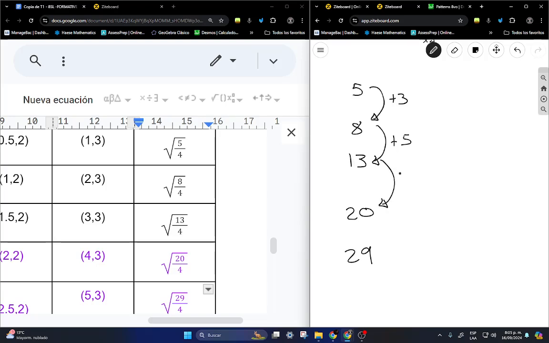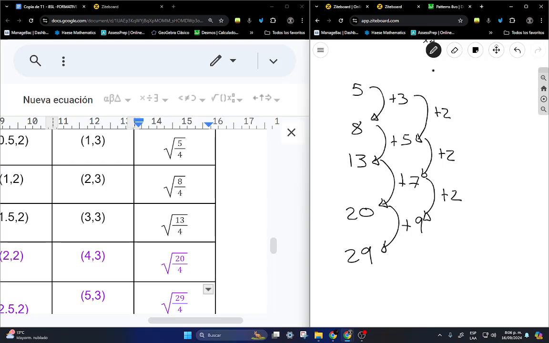And 13 plus 7 is 20, so the difference here is 7. And here the difference is 9 to get to 29. So again, it's not a linear pattern because the difference is not always the same. But what if we go further and calculate the differences of the differences? The difference between 3 and 5 is 2. The difference between 5 and 7 is 2. And the difference between 7 and 9 is 2.